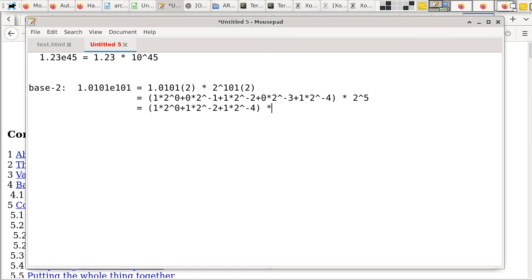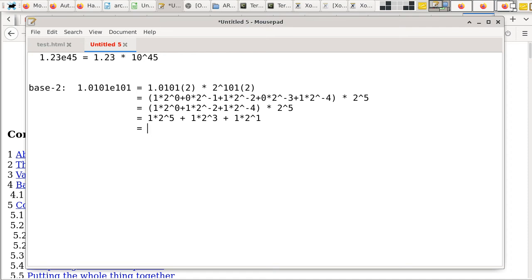But to get to the actual value represented, we have to multiply the value of the mantissa by 2 to the power of 5 in this case. So you can do a whole bunch of simplification because you can see how 2 to the power of 5 can now change this 2 to the power of 0 to 2 to the power of 5. This is going to be 3. This is going to be 1. Okay, so I'm going to change all that. This is just simplification. So now we have 1 times 2 to the power of 5 plus 1 times 2 to the power of 3 plus 1 times 2 to the power of 1. So that's a little bit easier to look at, right?